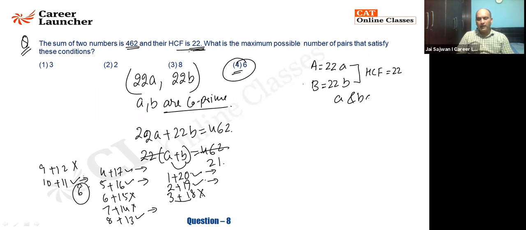I'll say A and B are co-prime. They should not have anything common, because otherwise my common value will change from 22 to something else. Sanket, Yanika, is it clear what I said? Otherwise, if something other than 22 is also common, my HCF will change. Suppose 3 is common, then 22 into 3 becomes 66. That is why I am saying A and B are co-prime. Sanket, is it clear? Till this point, only this.